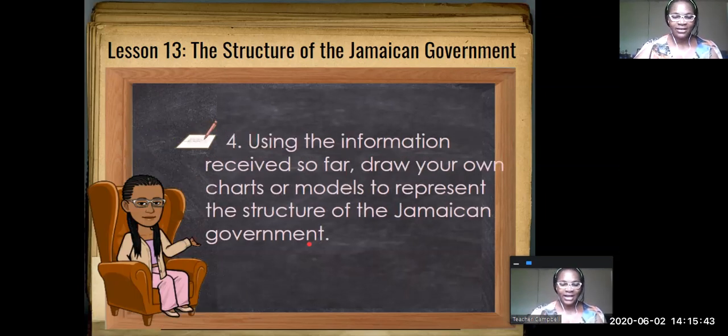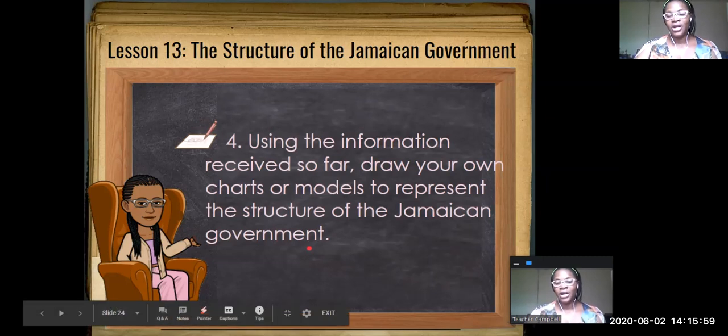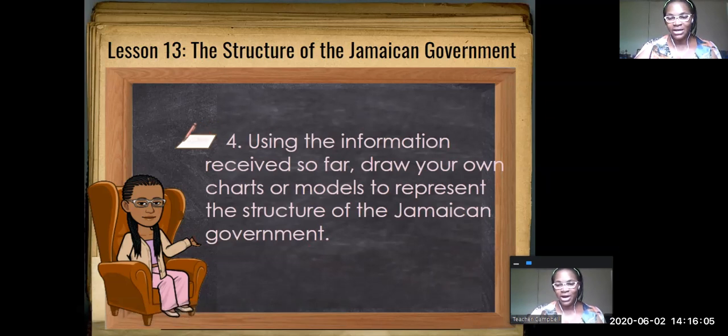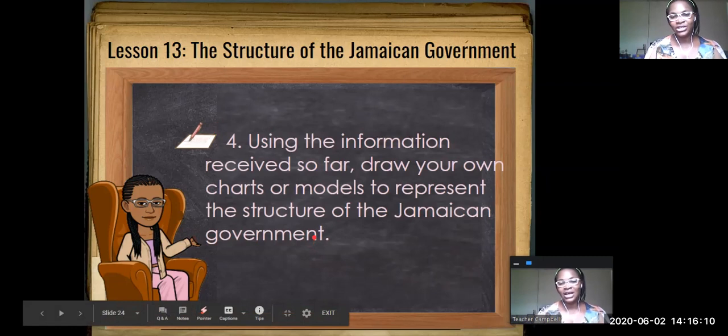So you would have gathered some information so far, both from videos, I'm not sure if I posted a handout, I don't think so, and from your research. And you're going to draw your own chart now to show the structure of the Jamaican government. I showed you one. Now be creative. Make sure you have all the information in the correct places. All three branches of government must be reflected, and the different areas that are attached to them.